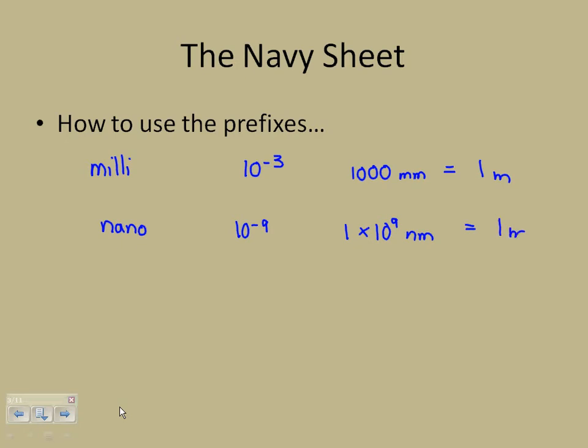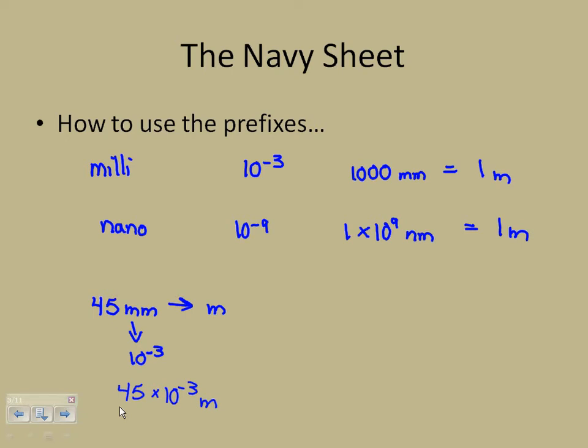So there's a couple of different ways of using these prefixes. Say we had a measurement of 45 millimeters, and you needed to change it to meters. You could just look at that prefix and say, oh, that's 10 to the minus third. So if I substitute that in for milli, I have, let's not mess with the scientific notation yet, 45 times 10 to the minus 3 meters.